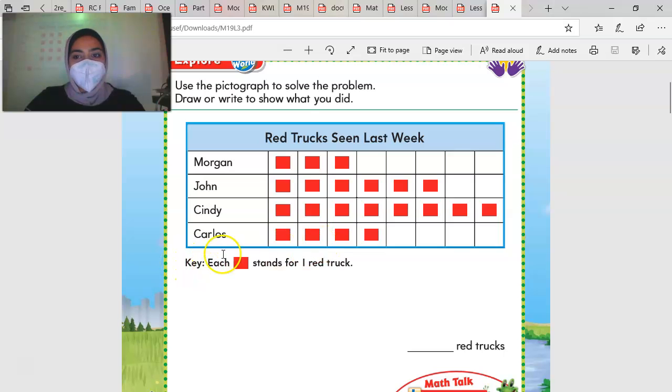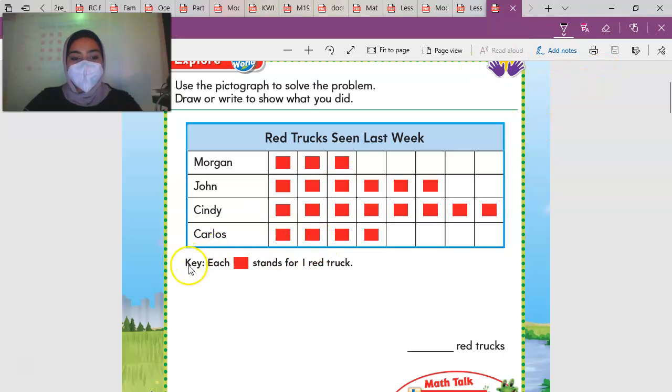Pictographs need keys. Every pictograph you ever get will always have a key at the bottom that looks like this. This key is very important because it tells you how much each picture represents. So here it tells us that each box represents what? One red truck. Very good. So if I'm looking here, what is the title? The title is always up here. The title is very important to know because it tells you what they're graphing, what data they're inputting in this graph. They're putting in the information red trucks seen last week. So how many red trucks they saw last week.